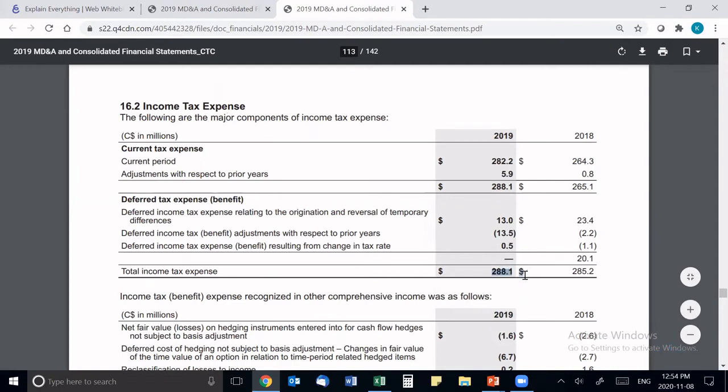So this 288 that we saw on the income statement comprises current tax expense and a deferred tax expense or benefit. Okay, so current income tax and deferred tax expense. So what we're going to do in this video is determine how you get current tax expense, and then the next video will determine how we get deferred tax expense. Okay, so what we want to figure out is what is the income tax expense for the year? How do we get to this? How do we find out the current tax expense number?